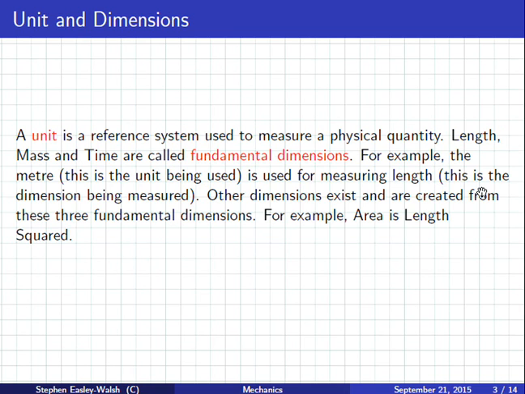And you can make other dimensions. So for example, what's area? So area is this multiplied by this. And what's the unit? Meter squared. And what's the dimension? Length squared. So you see, length by length makes length squared. And the units, meter squared.